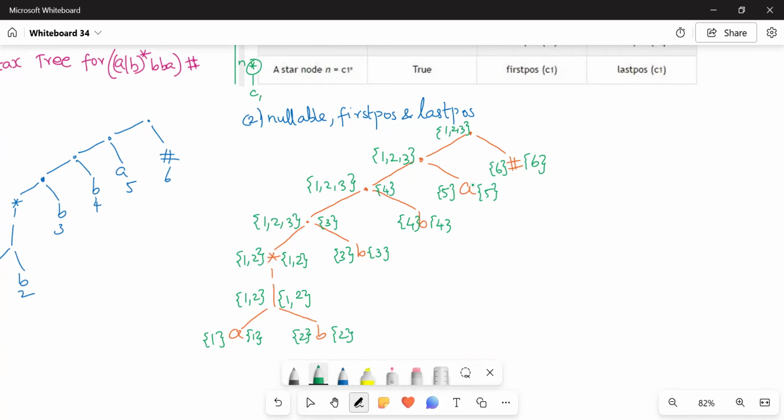Similarly, for this cat node, nullable of this node is false, so we have to copy only 5. Otherwise, we will copy union of these two. And for this cat node, this is the node C2, so this is not nullable. So we have to copy only 6. Next, we need to find follow position for all the nodes.